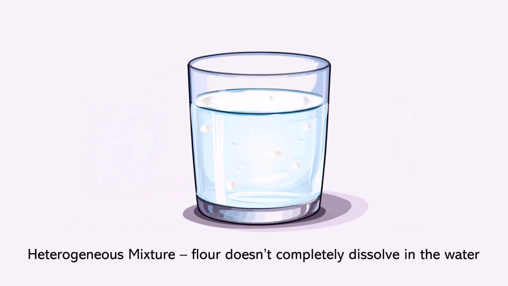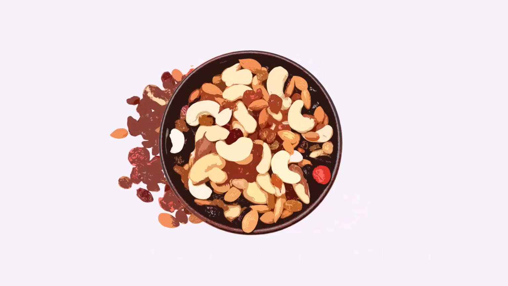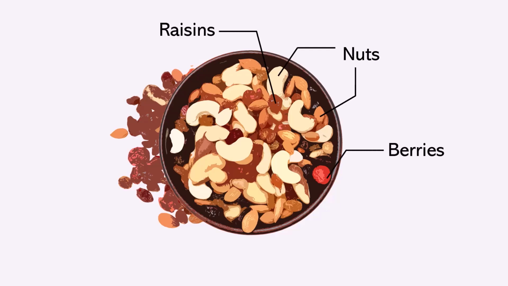Look at that! The flour doesn't completely dissolve in the water, which makes it a heterogeneous mixture. Another great example is trail mix. You can easily see the different components: nuts, raisins, and berries, each retaining its own identity. In a heterogeneous mixture, the ingredients don't mix evenly. Instead, you see distinct layers or parts.